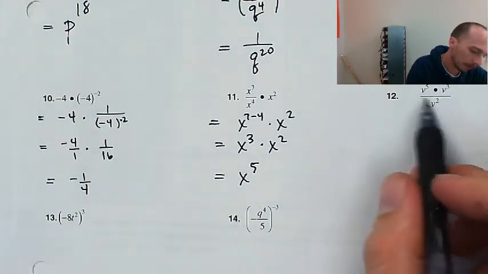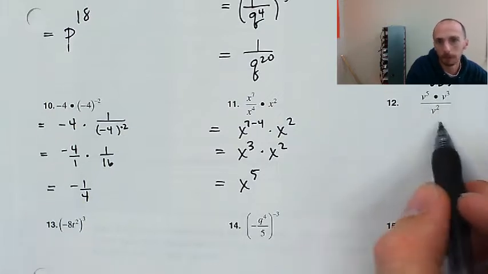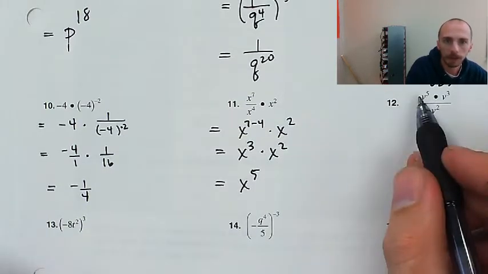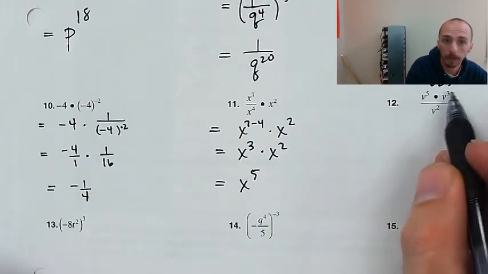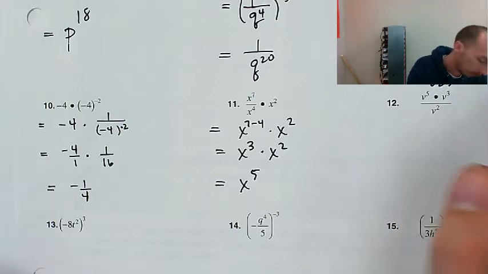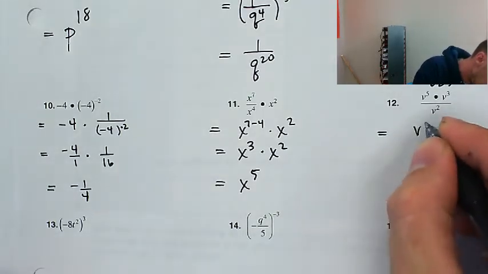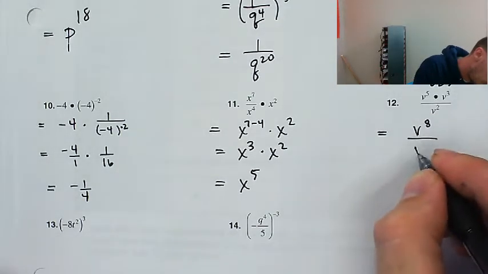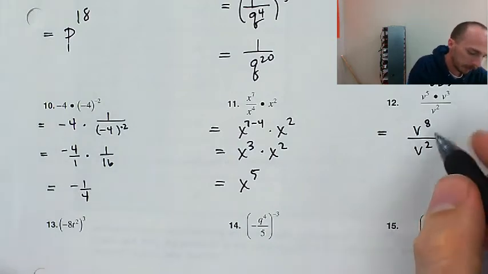Okay, and then this one, kind of the same thing. Maybe I'll deal with the numerator, the fraction first, and then deal with the fact that it's a fraction. So v to the 5 times v to the 3, that's going to be a total of 8 powers of v. We're going to add those exponents. So that's v to the 8 divided by v to the 2.